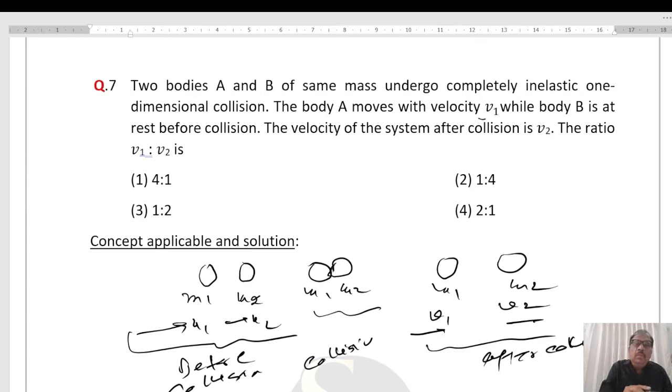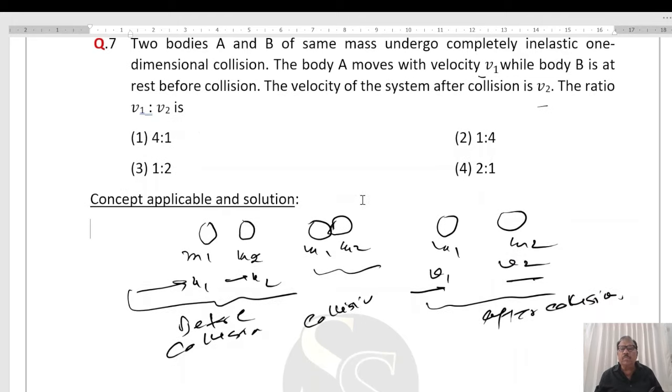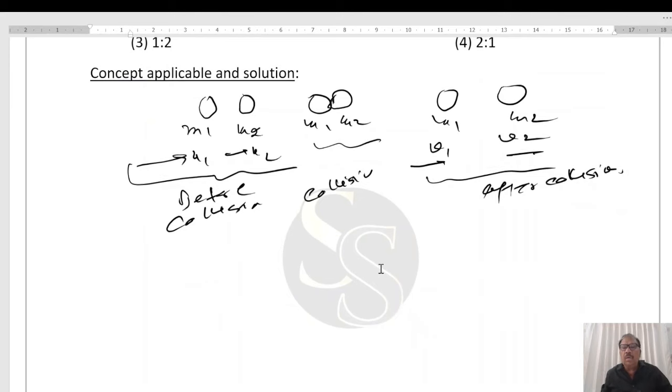Question is, two bodies A and B of same mass undergo a completely inelastic one-dimensional collision. The body A moves with velocity v1 while body B is at rest before collision. The velocity of the system after collision is v2. The ratio of v1 to v2 we have to find out. Before giving the solution of this question, let's discuss certain additional information.